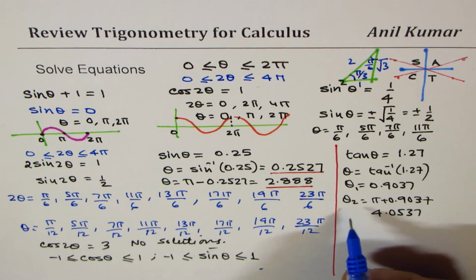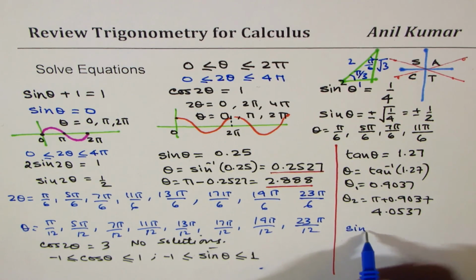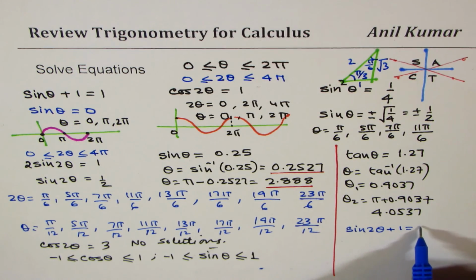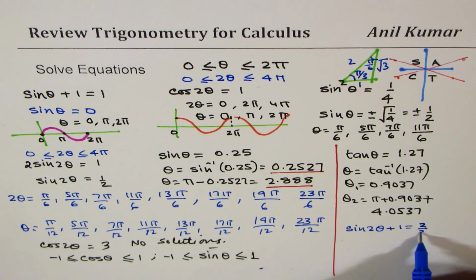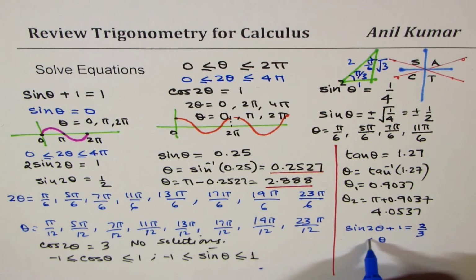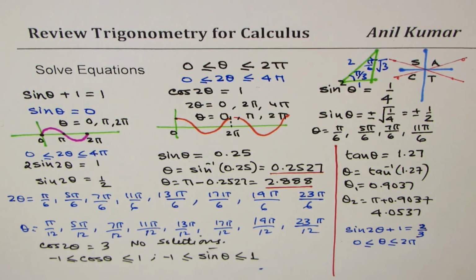So as an exercise, let me write down this question for you. Let it be sine of 2 theta plus 1 equals, let's say, 2 over 3. So find the solution for this in the domain theta between 0 and 2 pi. Great. So let this be a question for you. So let's move on and now look into compound angles.